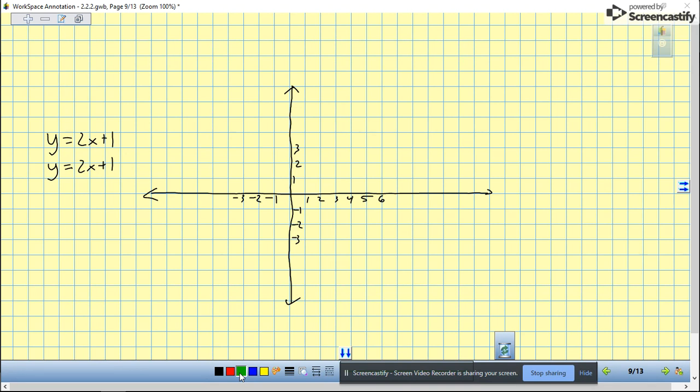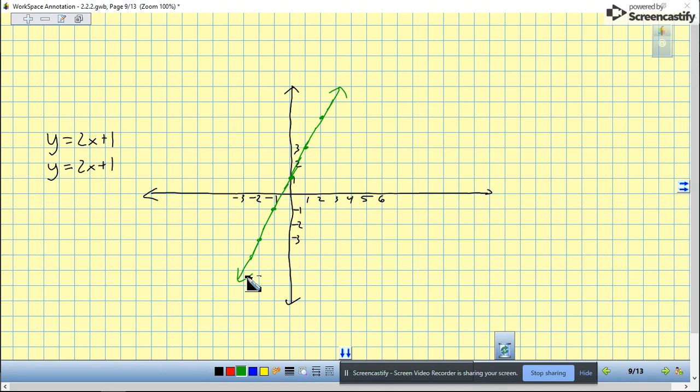So when I go to graph that, we'll actually use different colors to show it a little better. We're going to start at 1, and we're going to go up 2 and right 1. Or we can go down 2 and left 1. That's also an option. And what you have is that little line, freehanded. Sorry about that.